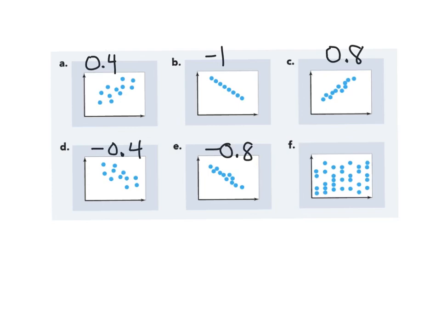And then lastly, we have F. This is an example where those dots are scattered kind of randomly. So this would have a correlation coefficient of 0.